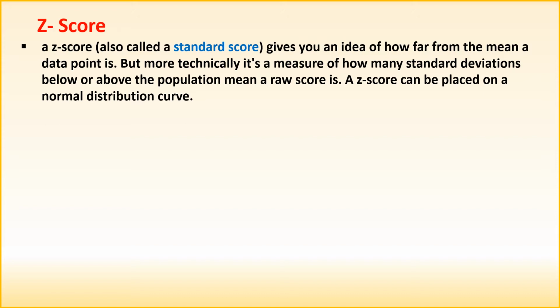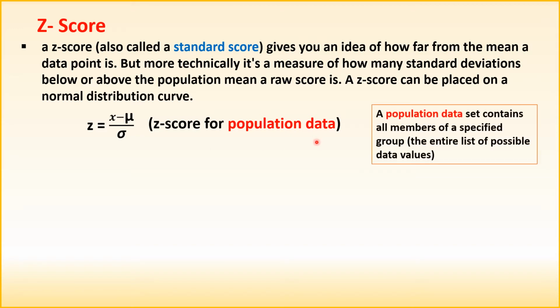So meron tayong dalawang formula. The first one is for the population data. So pag population data, ang gagamitin natin yung symbol na mu at saka yung lowercase sigma. So what is population data? A population data set contains all members of a specified group, the entire list of possible data values. So ibig sabihin lahatan.